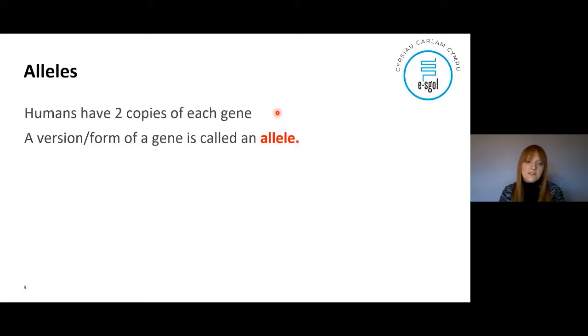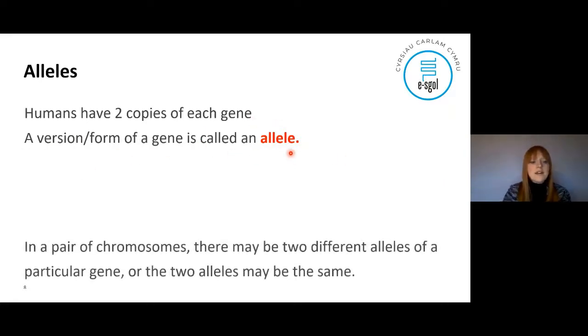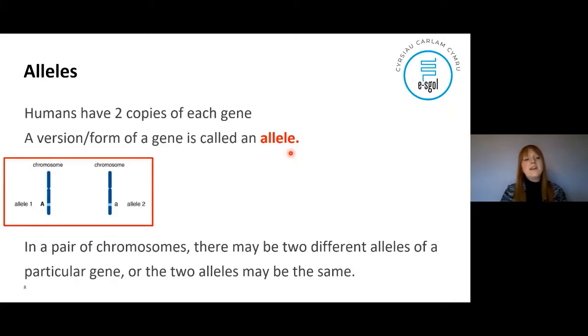Okay, you do need to know how to spell that word. So a version or form of a gene is called an allele. And sometimes you're asked to define that word in an exam. Now, in a pair of chromosomes, when I mean pair, I mean one from mum, one from dad, there may be two different alleles of a particular gene, or the two alleles may be the same. So for example, here is child 1, let's say.